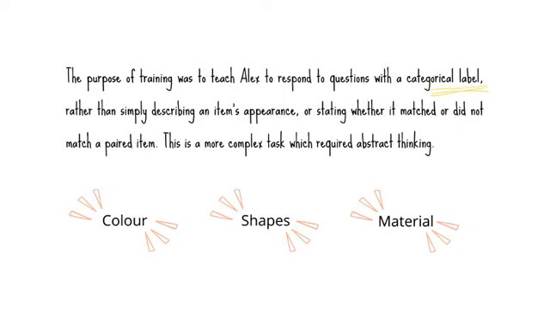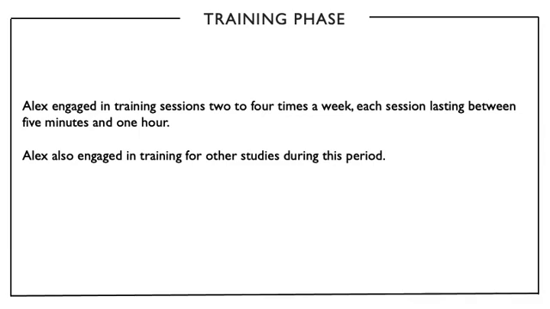Matter. Okay, matter. So we want him to respond to questions with the categorical label rather than simply describing an item's appearance or stating whether it matched or did not match a paired item. So this is a more complex task which required abstract thinking.